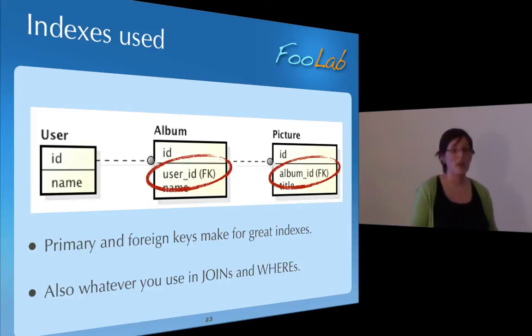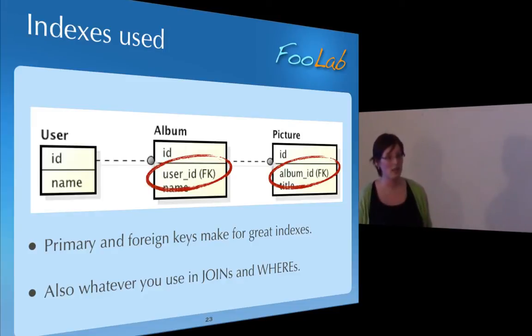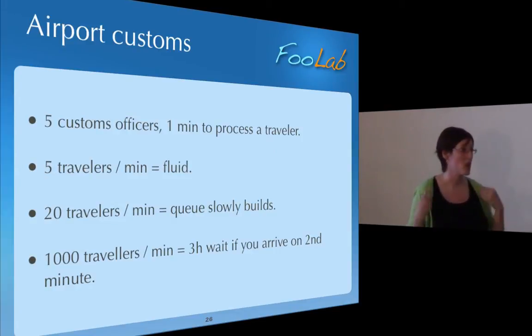So should we optimize further? I mean, we're already quite fast, but remember that your database server has a limit. It's the number of queries that you can run per second. And I will give you an example with airport customs. When you land in a foreign country, you have to go through customs.